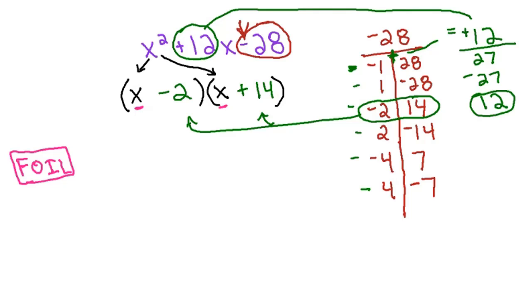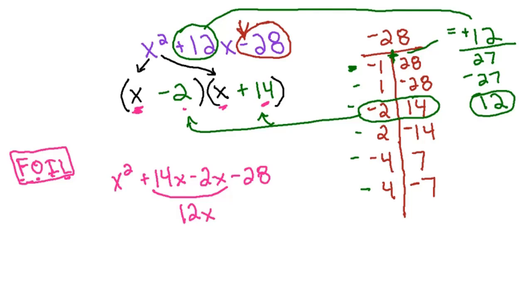We have an x times an x is x squared. That was first. And then outer, we have an x times a 14 is 14x. And then inner, we have a negative 2 times x is negative 2x. And then the last is a negative 2 times 14 is negative 28. And then these are like terms. They both just have x at the end of it. So 14x minus 2x is 12x.